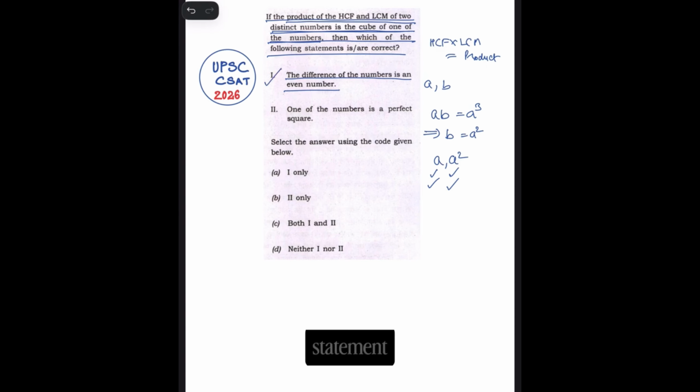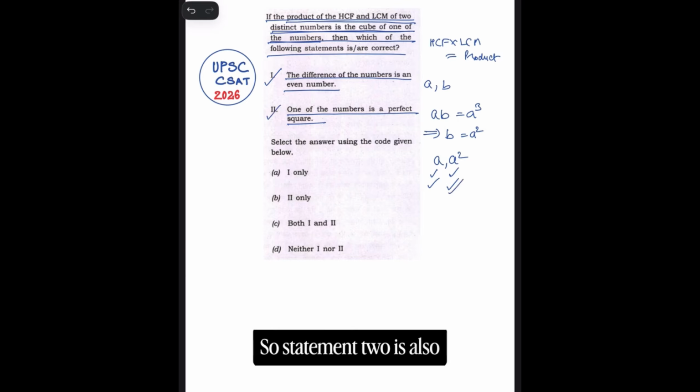Now let's read the second statement. One of the numbers is a perfect square. So we clearly have A square as one of the numbers. So statement 2 is also correct. So the correct answer is option C.